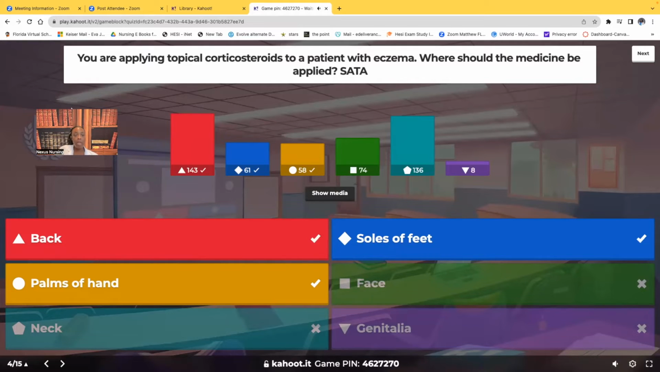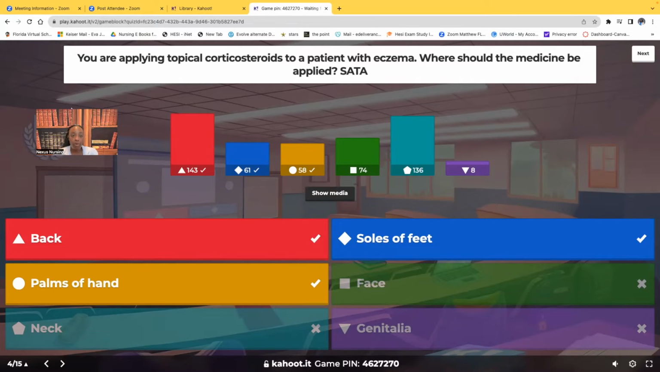Okay, let's talk about it. So the correct answer: back, soles of feet, palms of hand. The thing is, guys, topical corticosteroids are absorbed systemically. And so you want to stay away from places of high absorption, like face, neck, genitalia, axillary areas, right? Those are places of high absorption. It's going to be absorbed too rapidly.